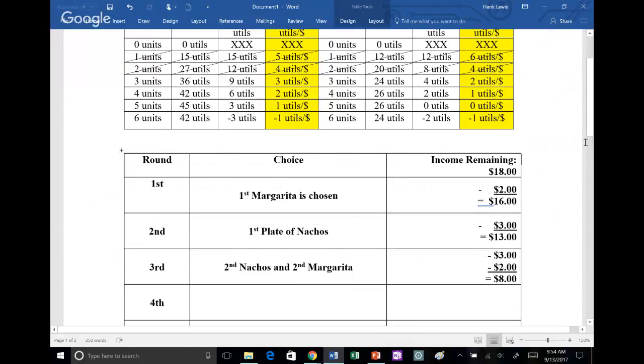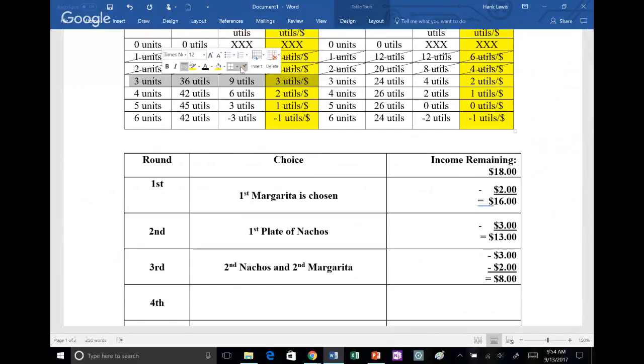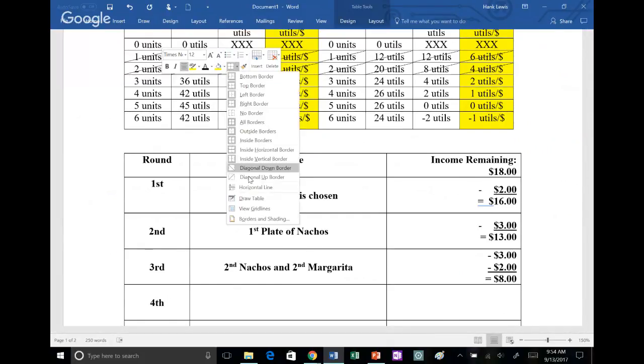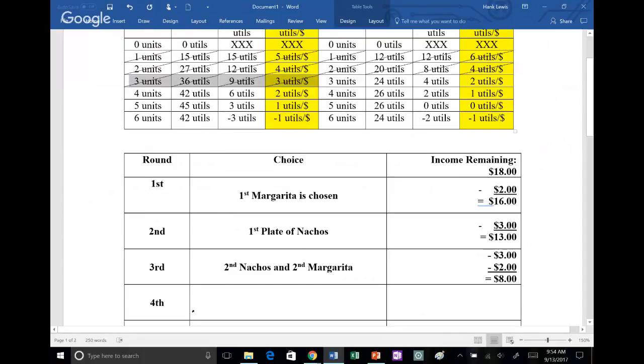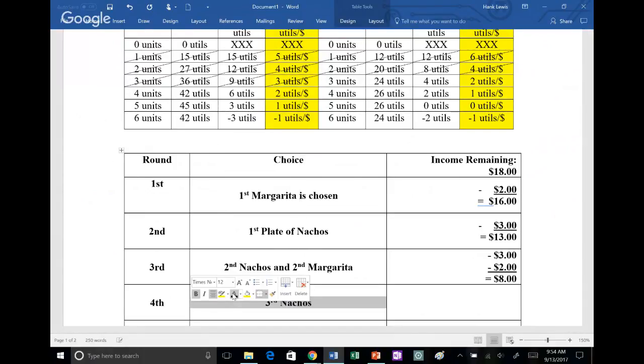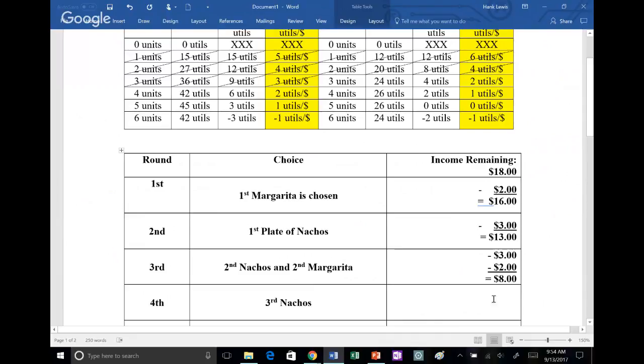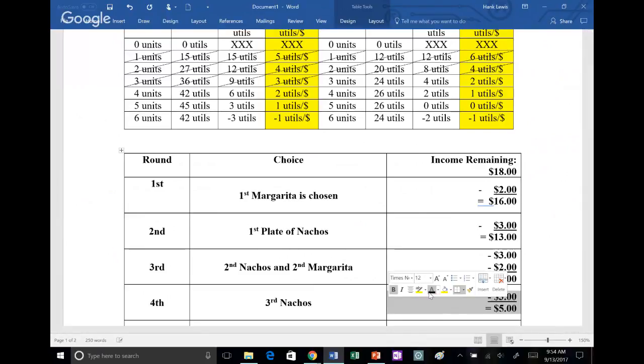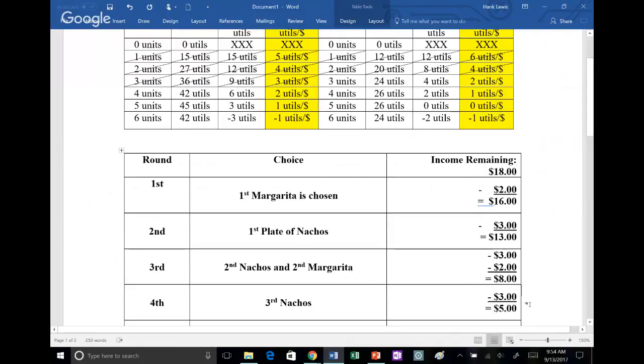Now we're on to the fourth round with $8 left. Third plate of nachos, 3 Utils per dollar. Third margarita, 2 Utils per dollar. 3 is greater than 2. That is the highest MU per dollar available. So this consumer is going to buy the third plate of nachos. I guess he's hungry and thirsty, and now he's just hungry again. All righty, a plate of nachos costs $3, and so 8 minus 3 is $5 left.